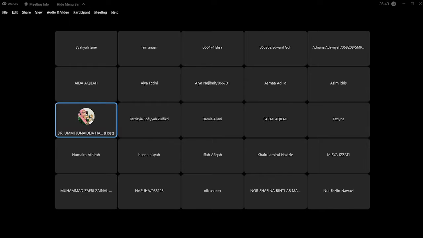So, kita akan dapat berapa, kelas? 52.4%. Okay, semua dapat. Since this question dia bukan direct, you kena cari dulu berapa dia punya gross profit, net sales dia, okay.